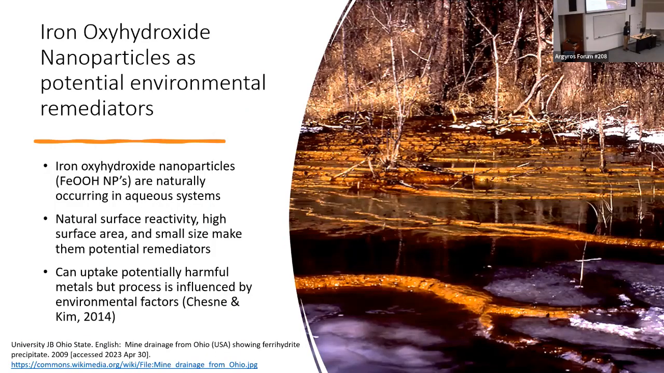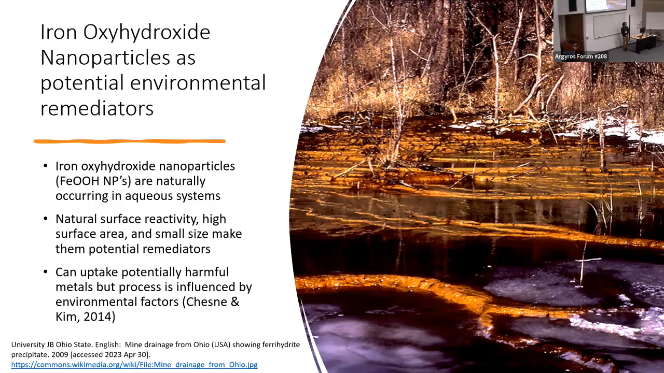And one possible way we were looking into remediating this situation was through the use of iron oxyhydroxide nanoparticles. We chose these nanoparticles due to their unique characteristics, such as their natural surface reactivity, their high surface area, and their small size, which makes them really good remediators for these types of environments. They're naturally occurring in the environment as well, where they take the form of goethite and ferrihydrite.